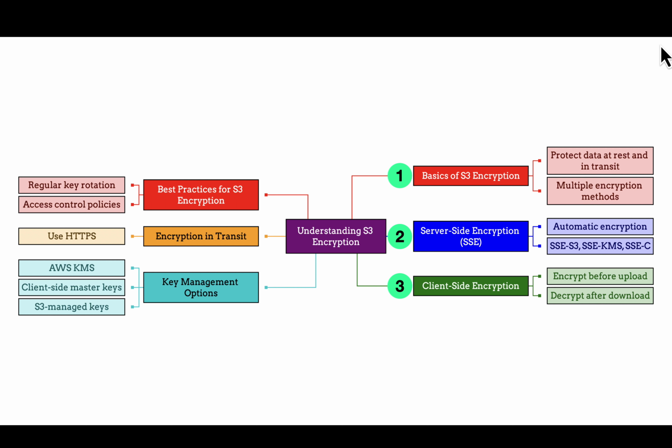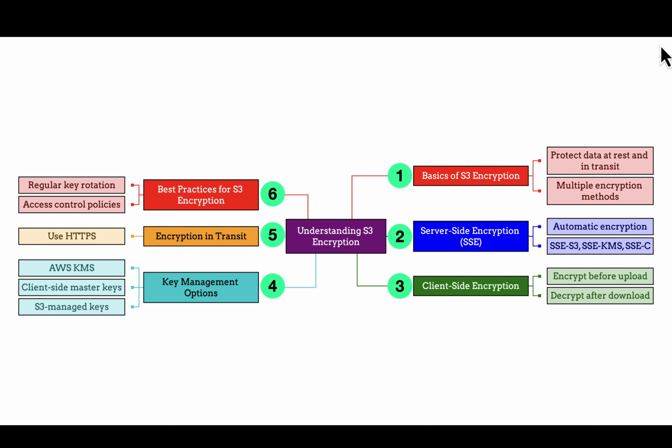3. Client-side encryption. Data is encrypted on the client side before being uploaded to S3. Upon retrieval, it is decrypted by the client. 4. Key management options. Keys for encryption can be managed through AWS KMS, client-side master keys, or S3 managed keys. 5. Encryption in transit. S3 uses HTTPS to encrypt data in transit, ensuring secure data transfer.